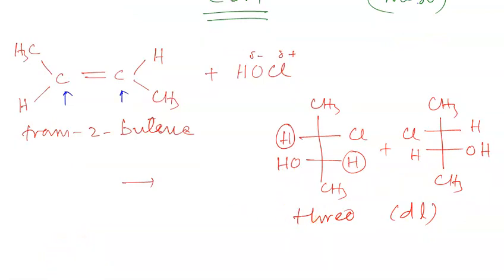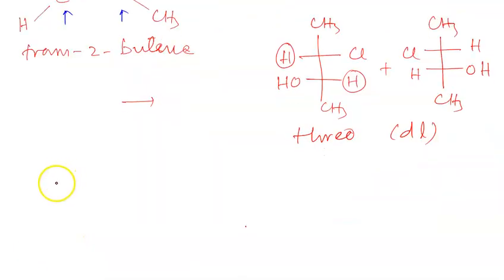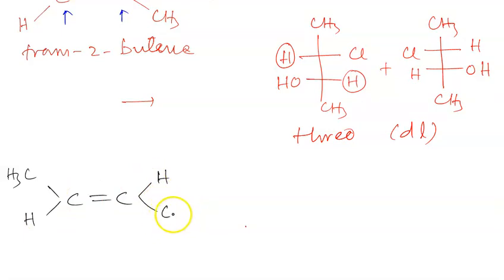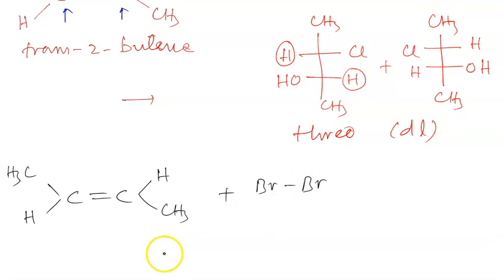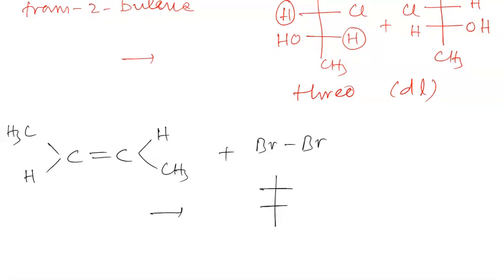Now, if the addendum is symmetrical, then what will happen? This is the alkene, trans 2-butene, H, CH3, and the addendum is symmetrical, meaning a bromine molecule or hydrogen molecule like this. If it is a bromine molecule, then the addition product will be like this.